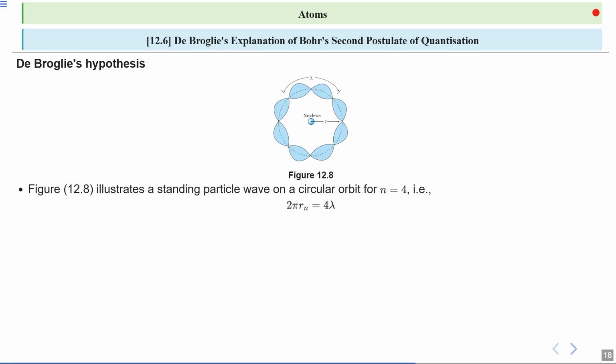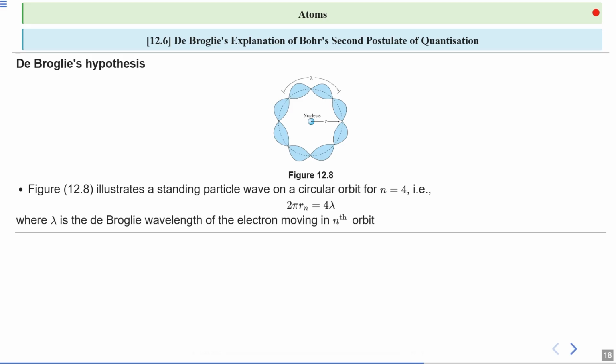If the circumference doesn't match a whole number of wavelengths, the wave would cancel itself out and the orbit won't be stable. Here lambda stands for the de Broglie wavelength of the electron, which describes the wave-like behavior of the electron as it moves in the nth orbit. Remember, the de Broglie wavelength depends on the electron's momentum, and only certain wavelengths and therefore certain orbits are allowed.